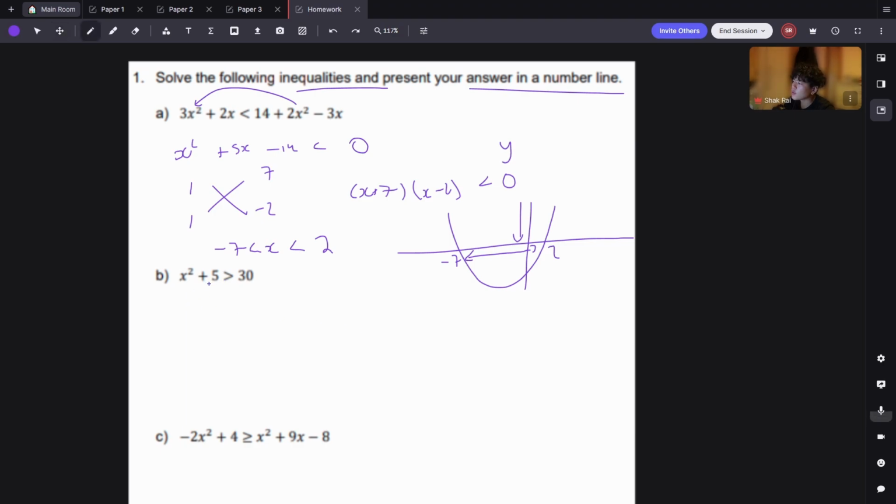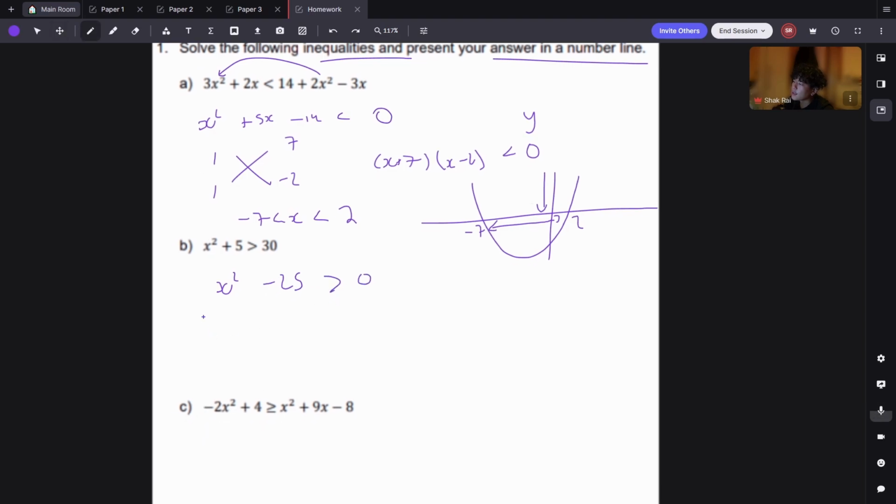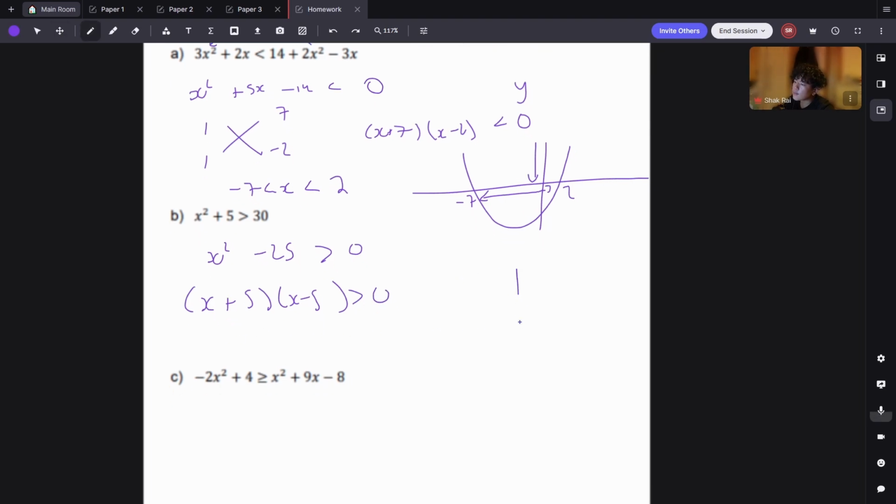Okay, so we have x squared plus 50 is greater than 30. x squared minus 25 is greater than 0. So this is just the difference of two squares. x plus 5, x minus 5 is greater than 0. So again, if we draw this out, when is this greater than 0? It's when x is on that side, and when x is on that side, with the roots minus 5 and 5. So x is less than minus 5 or greater than 5. Those are the two regions.